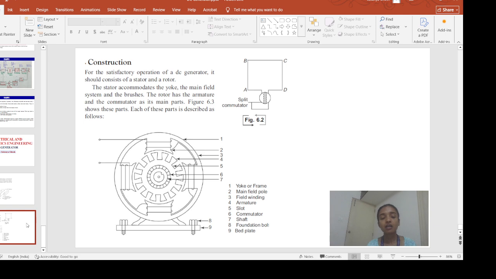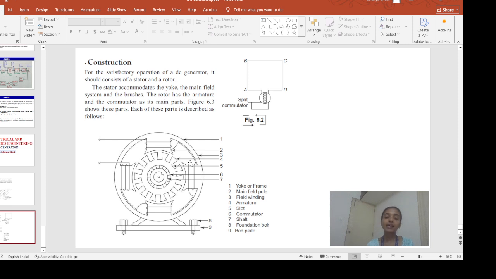Now we will see the different components of the DC generator. The outermost part of the DC generator, you can see this is number 1, which is called the yoke or frame. This yoke or frame is the outermost part of the DC generator. It is usually made up of a solid magnetic material. Okay. And what is its main job? Its main job is to protect the inner parts. It acts as a protecting shield to the inner components.